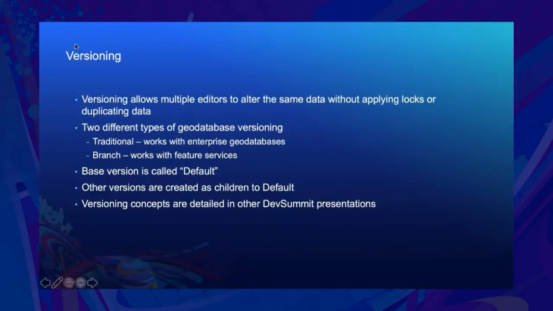So a real quick overview here is that versioning allows multiple editors to edit the same data without keeping locks on it. Two different types of geodatabase versioning. Traditional, which has been out there for over 20 years, that works with enterprise geodatabases, and then branch versioning, which is fairly new, that works with feature services. So there are lots of concepts behind versioning and lots of details. We do have other Dev Summit sessions that go into greater detail about how these things work. For this one, we're just going to go through pretty quickly and just do a quick overview before jumping into code.